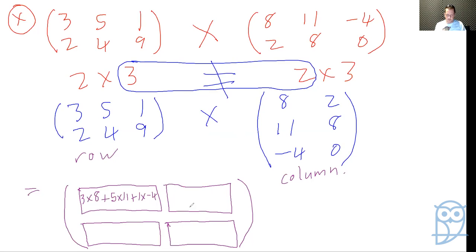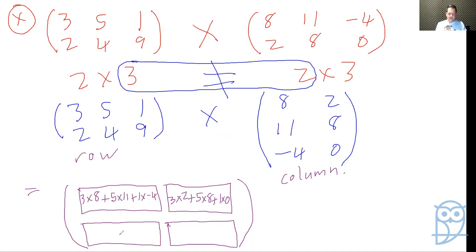Once we come to this one, we need to say, all right, this is in the first row of my answer and the second column of my answer. Therefore, I'm going to take the first row and multiply by the second column. So 3 times 2, 5 times 8, and 1 times 0. So 3 by 2, 5 by 8, 1 by 0.